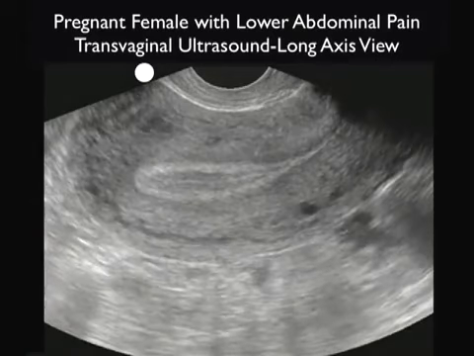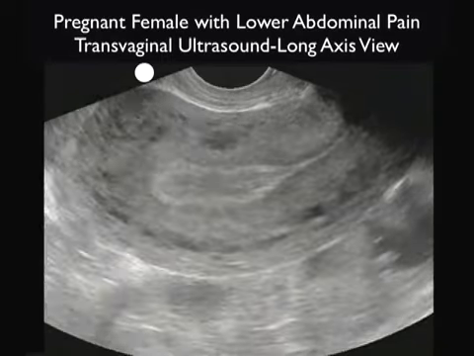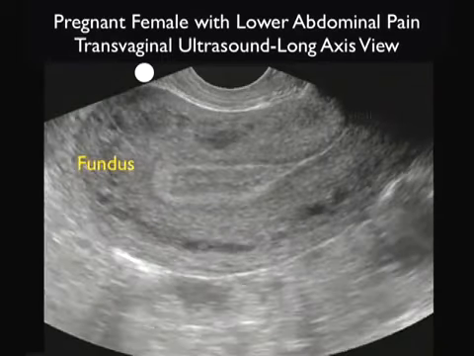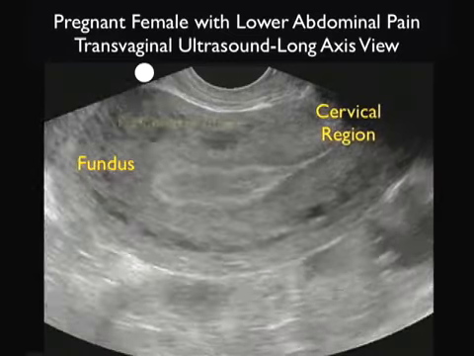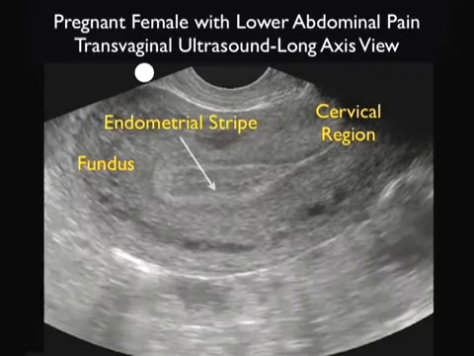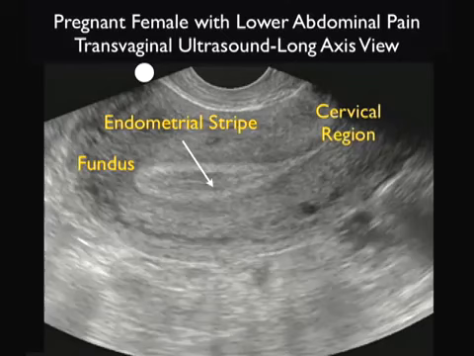So let's review the transvaginal ultrasound images that we obtained from the case. Here's the ultrasound image that we obtained from our patient. This is a long axis configuration, so we see the fundus of the uterus located to the left and the cervix to the right. Note the thickened endometrial stripe coming down the midline of the uterus. It's that white area in the interior of the uterus.